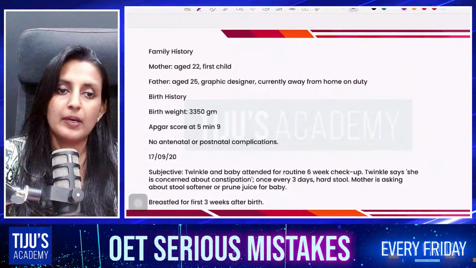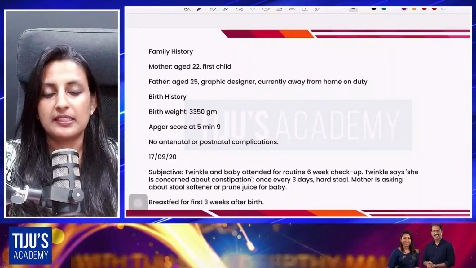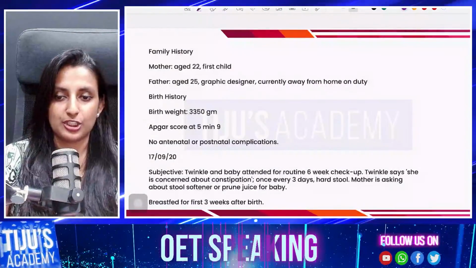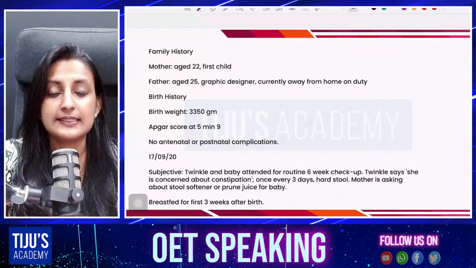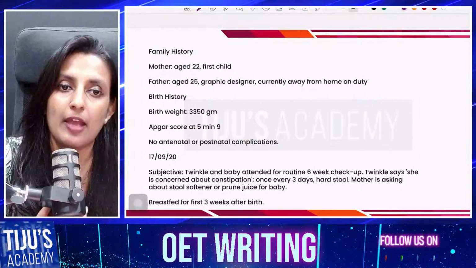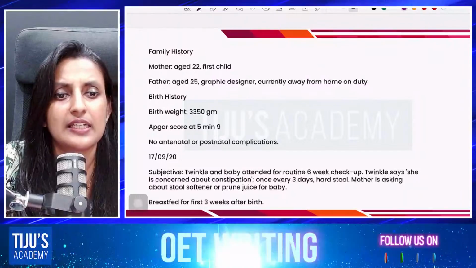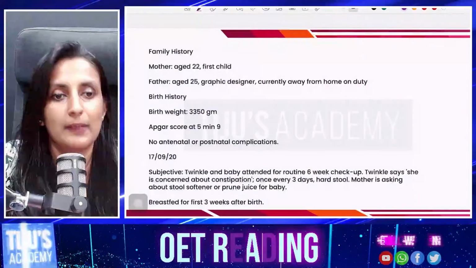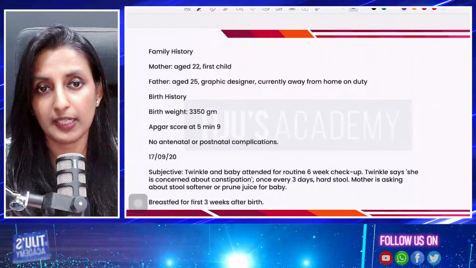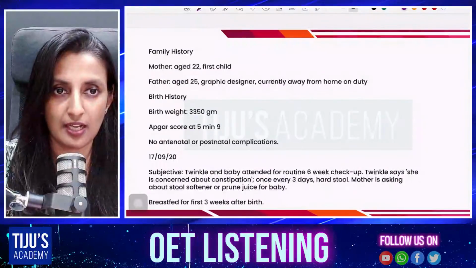So birth history, birth weight of the patient is also mentioned here, 3350. And APGAR score at 5 minutes 9, that is also mentioned. No antenatal or postnatal complication. So the baby doesn't have any antenatal or postnatal complication. So family history, they have mentioned his mother, father, birth weight, and the rest of the things are irrelevant because there is no antenatal or postnatal complication. So if there is nothing to be mentioned as a complication, then we don't even need to write about it.